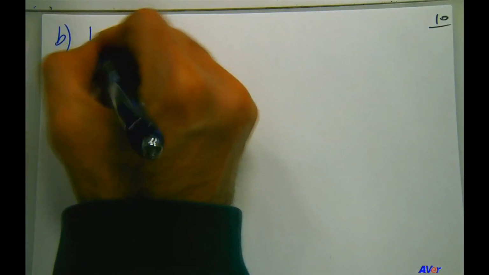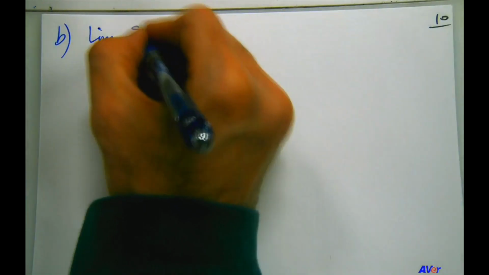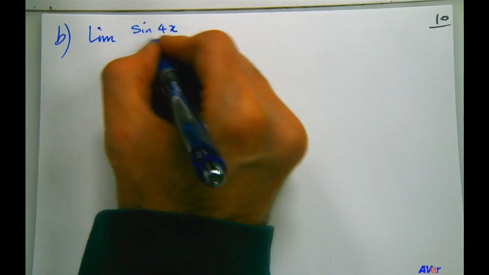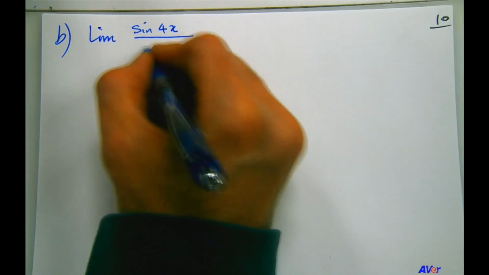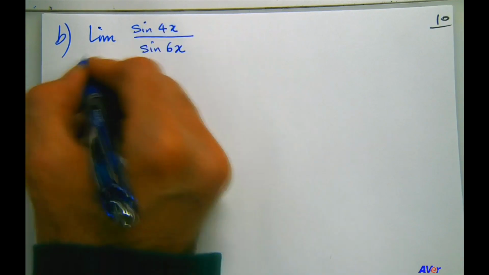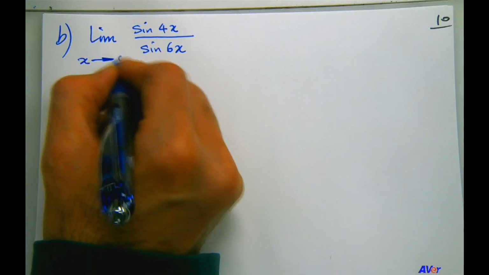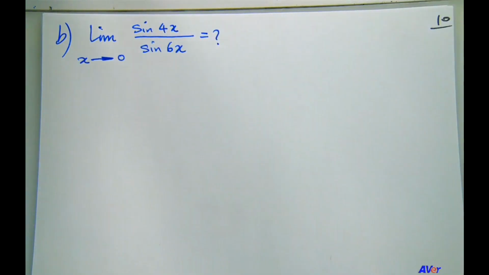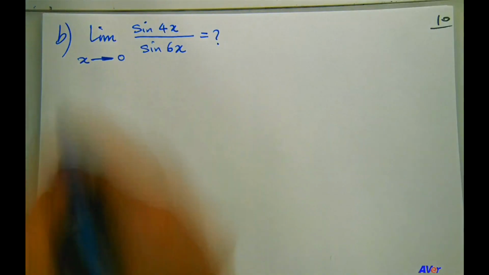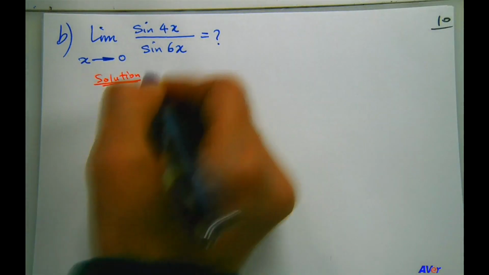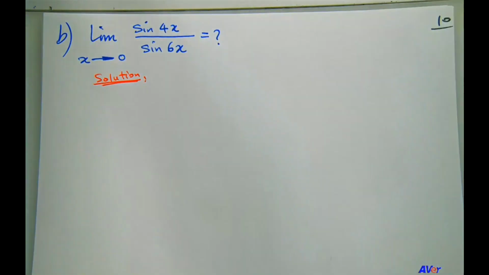So we want to find the limit of sine of 4x divided by sine of 6x as x approaches 0. So we want to find this quantity. Okay. So solution, again, let's recall that very useful identity, right?